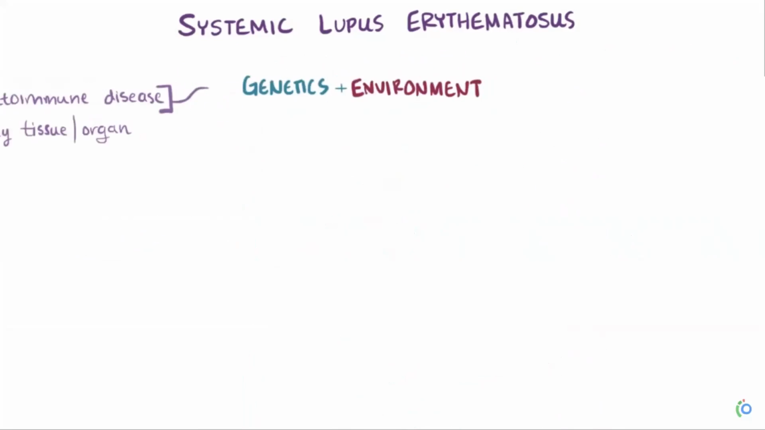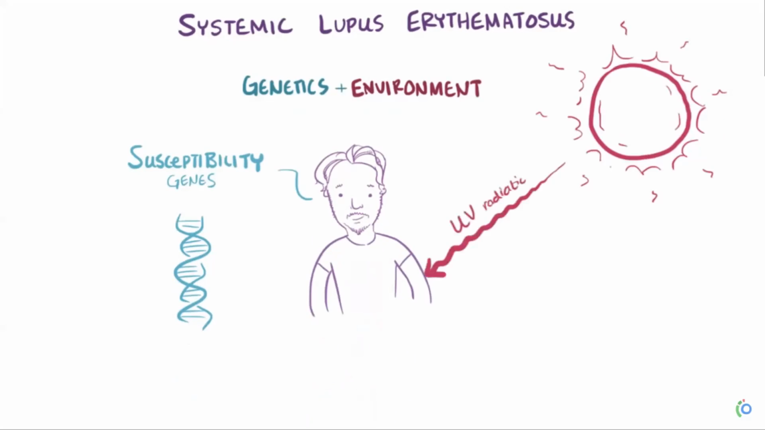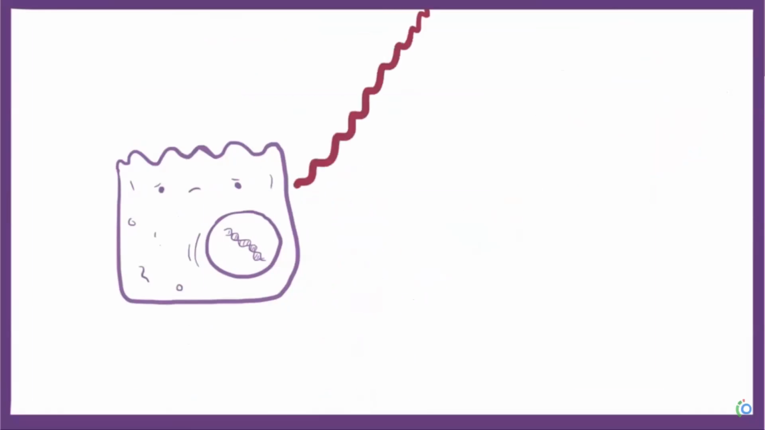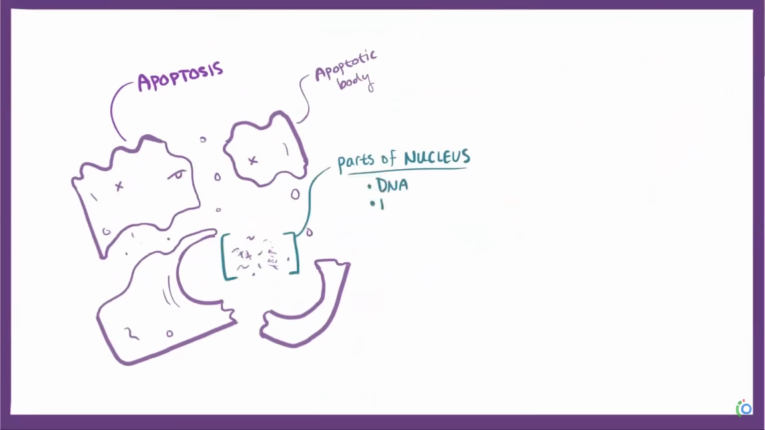Alright, so let's go over a specific scenario to show how this usually plays out. Let's say that this guy has susceptibility genes, genes that make him susceptible to getting lupus. And he's exposed to UV radiation in sunlight, which we know is an environmental risk factor for lupus. Well, given enough UV rays, think like sunburn, the cell's DNA can become so badly damaged that the cell undergoes programmed cell death, or apoptosis, and it dies. This produces these tiny apoptotic bodies and exposes the insides of the cell, including parts of the nucleus, like DNA, histones, and other proteins, to the rest of the body.